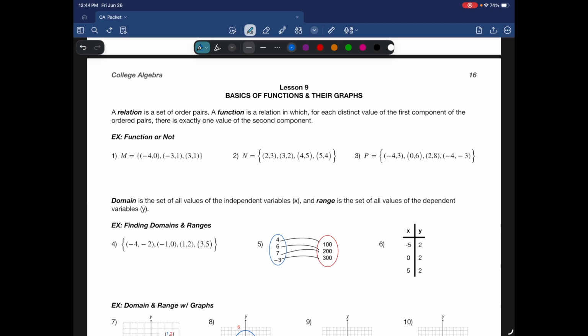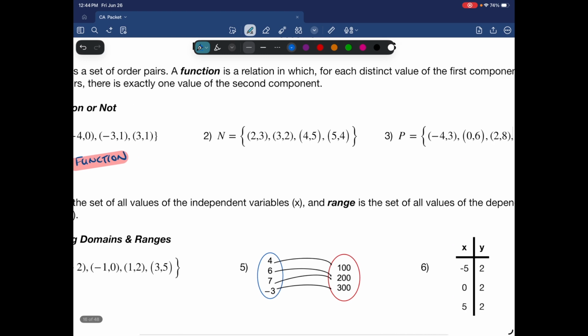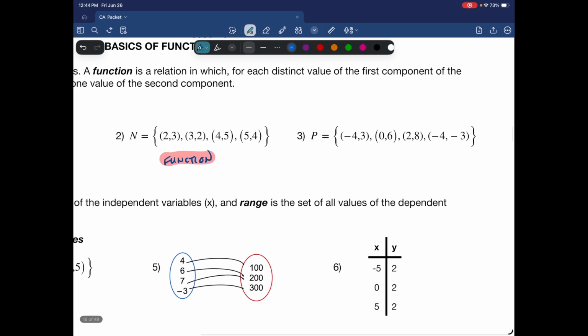Okay, so let's look at number 1. We got -4, we got -3 and 3. So since my x's don't repeat, this is a function. All right, on number 2, I got 2, 3, 4, and 5. None of my x's repeat, so this is also a function. On 3, you got -4, 0, 2, -4. So since I got -4 twice, this is not a function. Not a function.